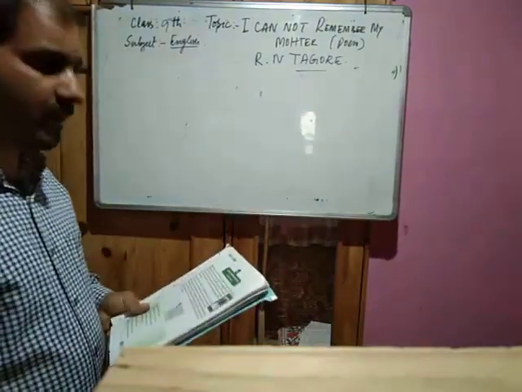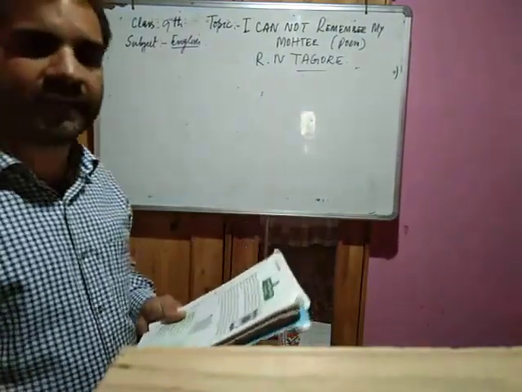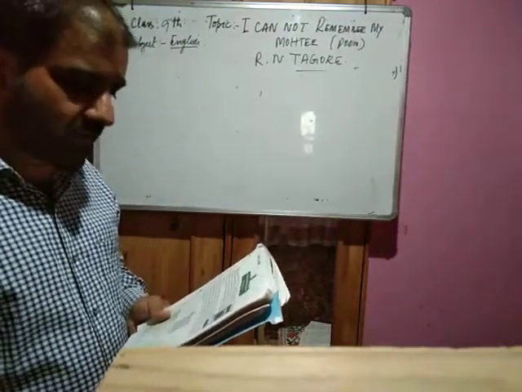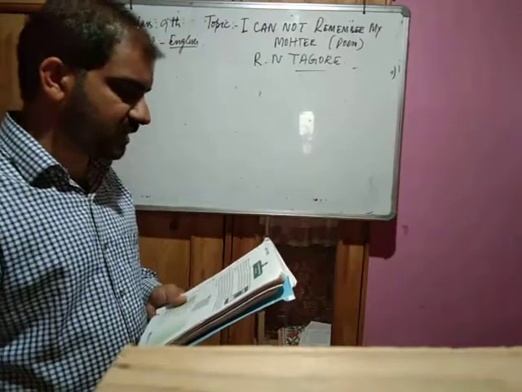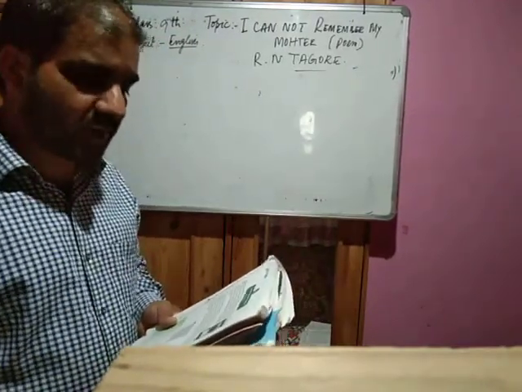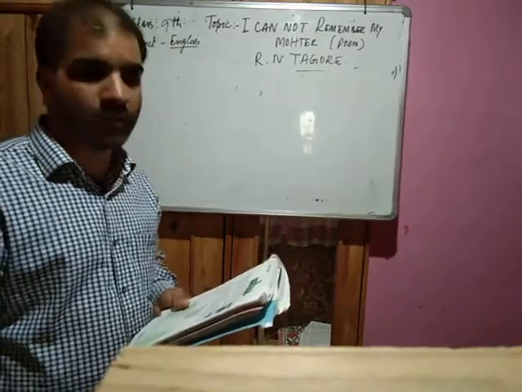Rabindranath Tagore was born in 1861 and died in 1941. An Indian poet, philosopher and Nobel laureate, he was born in Kolkata. He began to write poetry as a child. His first book appeared when he was 17 years old.